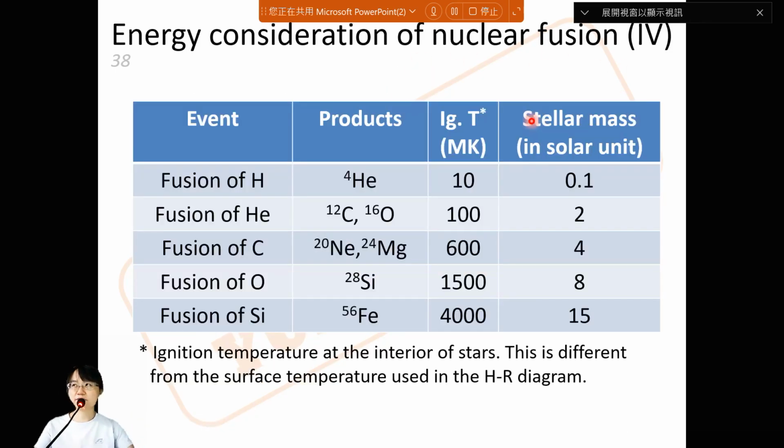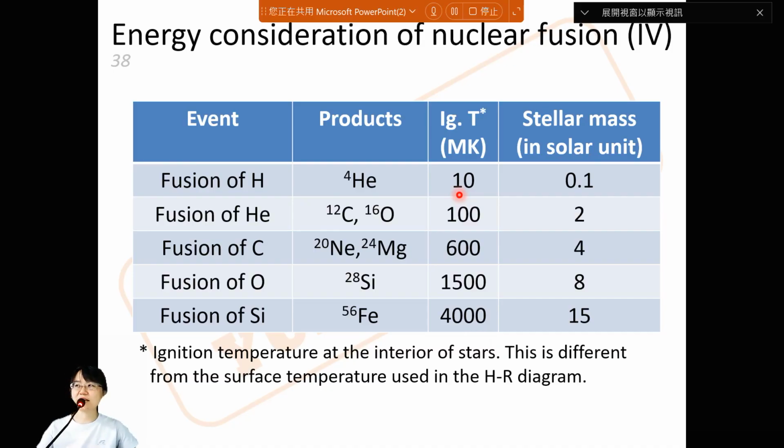This table is from the textbook. It tells you what the ignition temperature, IGT, is, needed to start this nuclear fusion reaction. Fusion of hydrogen will form helium-4. Helium will form carbon and oxygen. They are fundamental to life. Fusion of carbon will form neon, magnesium. Fusion of oxygen forms silica, the fundamental material of Earth. And fusion of silica ultimately leads to iron. These are the respective ignition temperatures.